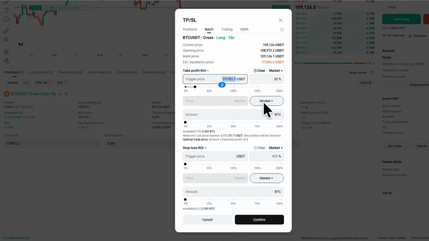So for me, I just use market so as to avoid the complications or unnecessary things associated with the limit order. I hope you understand. So just go ahead and use market so that you just know that this price here is the price where you will take 20% of your profit. I hope you understand. So once you've done that, you are not done.